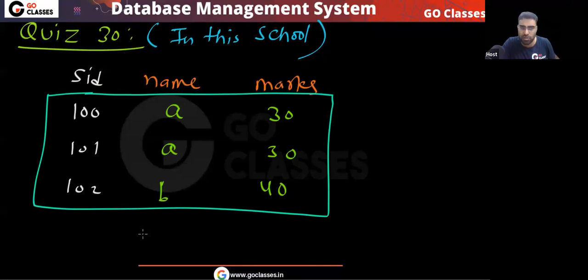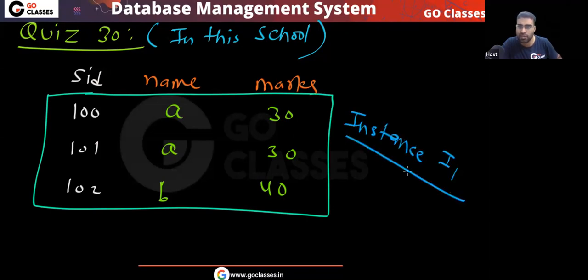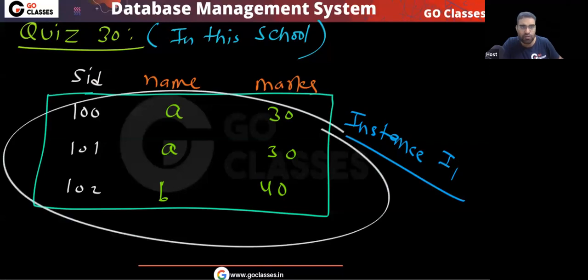Yes, of course, this is possible. So what do we call it? This is called an instance. Do you agree with me? Let's call it instance I1. Now you tell me, in this instance, on this particular day, what will happen?